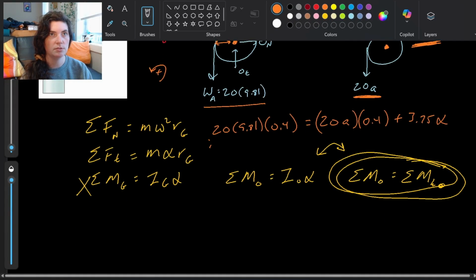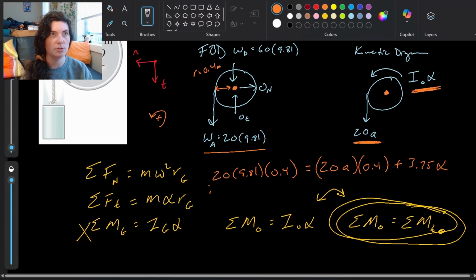I'm going to move this down here so I can work with this a little bit more. I'm going to multiply that out. 78.48 equals 20 times 0.4 times A.